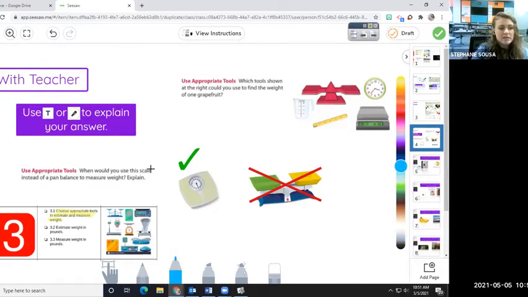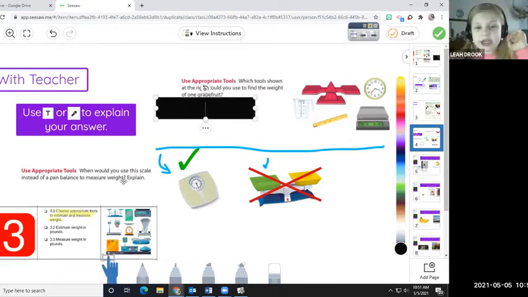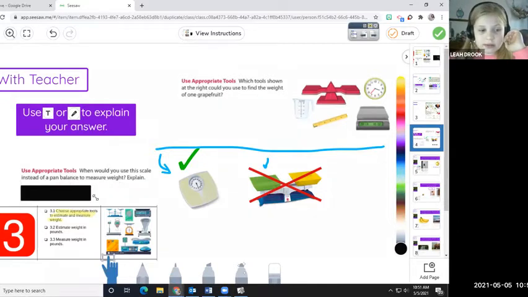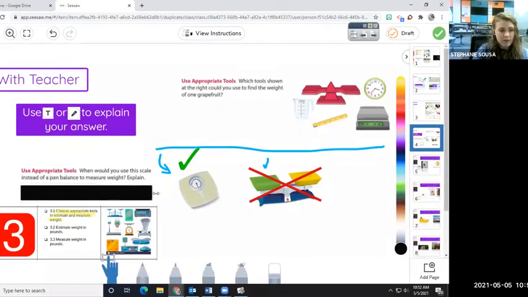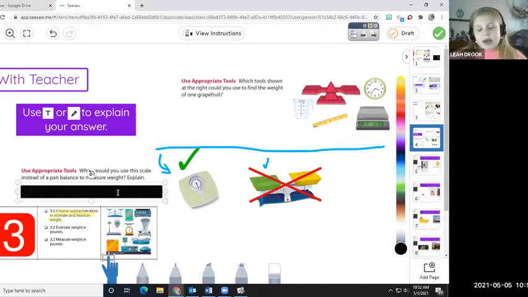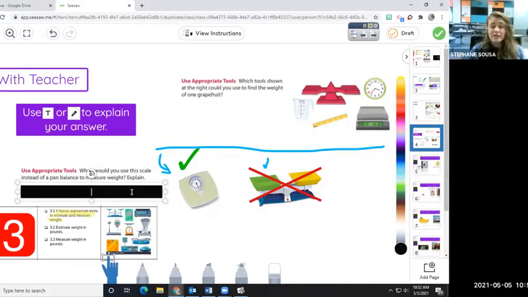When would you use this scale instead of a pan balance to measure weight? Take a look at these two scales right here. When might we do that? Leah? To weigh yourself. Leah, why wouldn't I stand on this pan balance over here to weigh myself? Because that's to weigh food or items, and you can bust that really easily. Yes, it's not intended to hold larger amounts of weight.